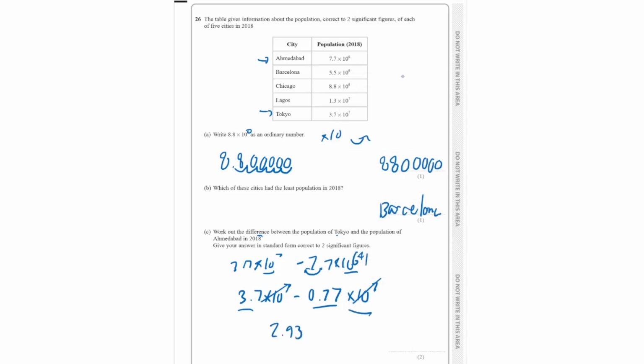2.93, don't forget the base, times 10 to the power of 7, and correct to two significant figures. So we count 1, 2, and we use the rule: 5 to 9 we round up, 1 to 4 we round down, and since the value after is 3, which is between 1 and 4, we simply round down. So our final answer is 2.9 times 10 to the power of 7.